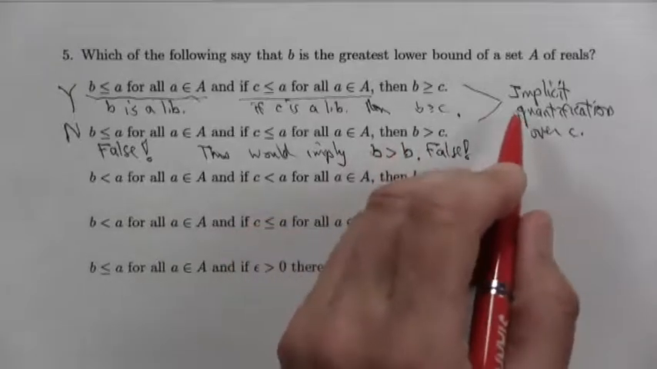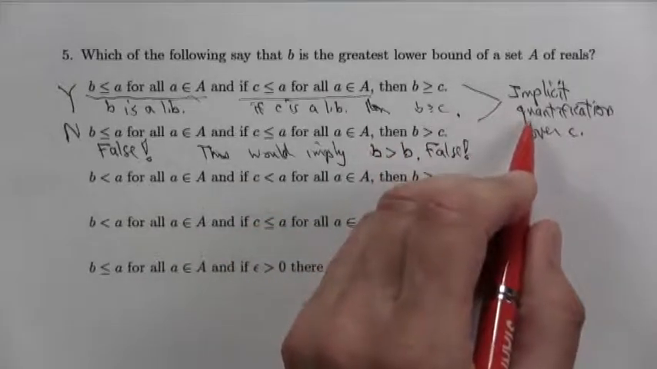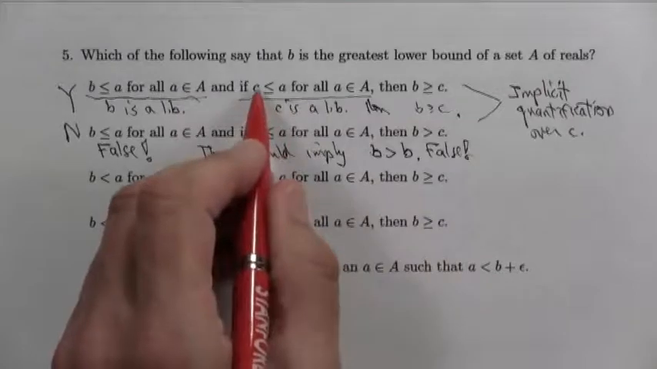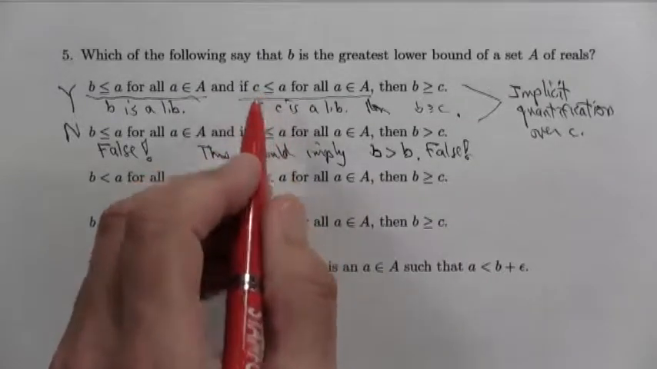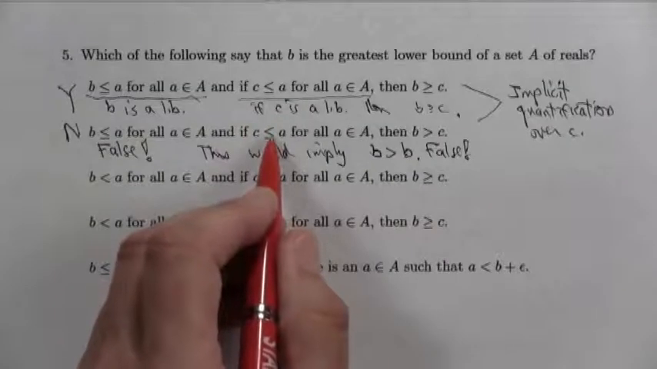Okay? There's implicit quantification going on over here. And here, implicit universal quantification is exactly what you need to capture the greatest lower bound. In this case, it makes something that's false.